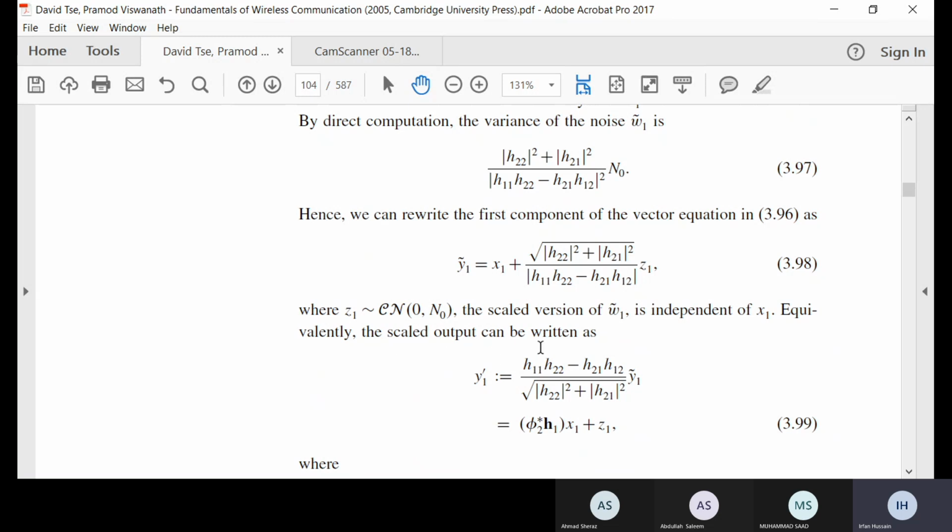I can also write the scaled output Y1 dash, which is actually Y1 times this factor. So I'm deliberately now multiplying my Y1 tilde by this factor. Once I multiply this, this factor will come here, and you can see all of this will cancel, and you will just get Z1, which is CN0 and naught. And here with X1, I will be getting this factor with X1.